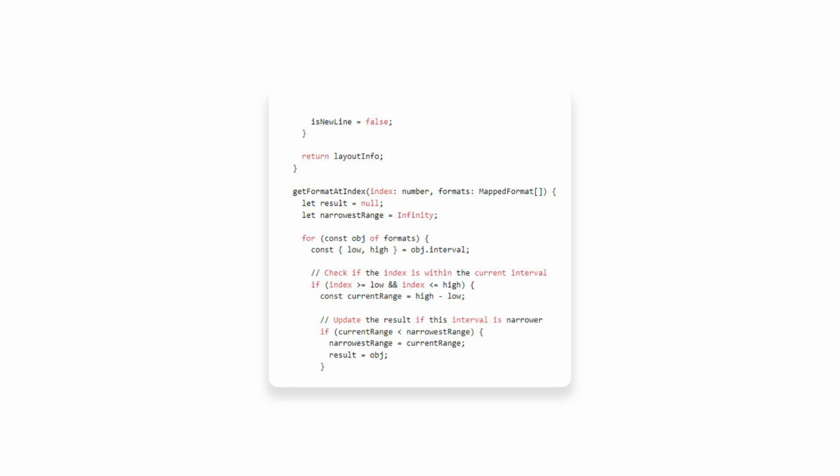Format retrieval logic. The getFormatedIndex function takes an index and a list of formats, mapped format. It initializes result to null and narrowest range to infinity. It iterates through the provided formats, checking if the given index falls within each format's defined interval between low and high. If the index is within an interval, it calculates the range high-low and updates the result if this interval is narrower than any previously found. This assures that we get the narrowest match for a formatting range.